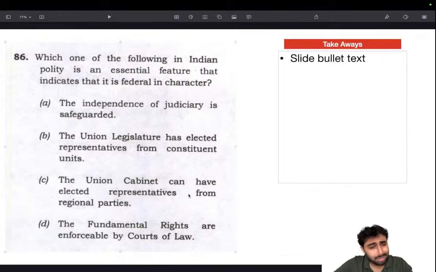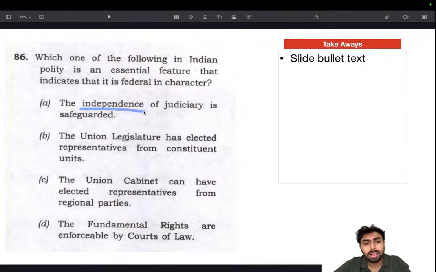If one is not there, then the other one should also be not there. So this is not a very likely thing, because it has given an essential feature. So this is not the right thing. Then next up, Union legislature has elected representatives from constituent units. Yeah, of course, it kind of adds to the federal nature, but is it really the essential feature that makes India federal, like the federal character of India? Not really. Independence of judiciary.